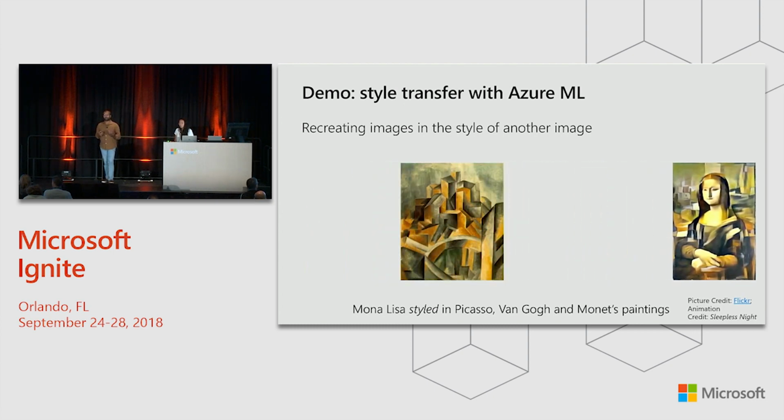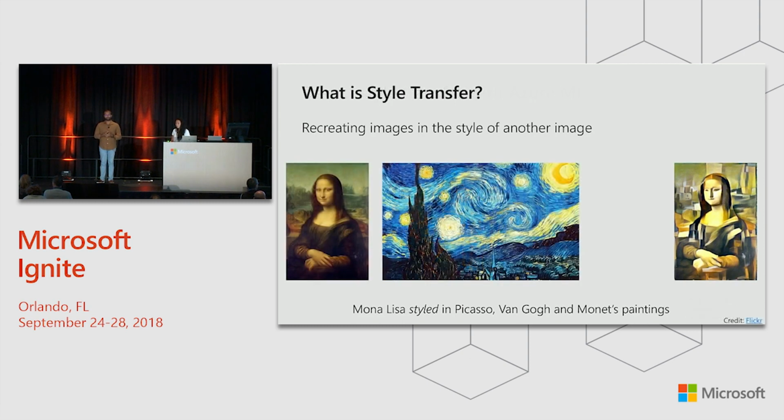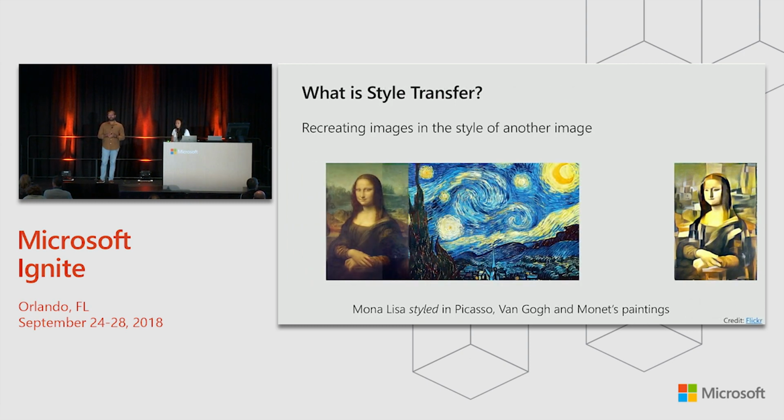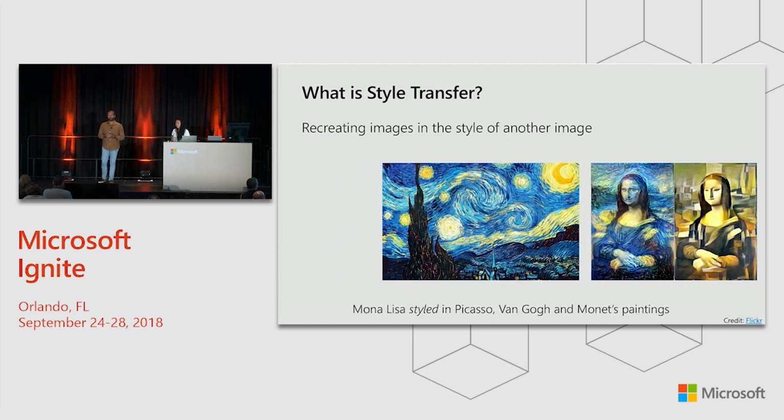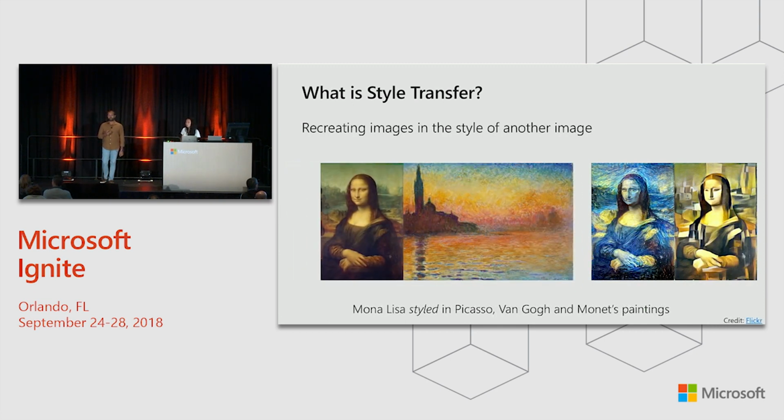So we have a portrait of Mona Lisa here, and we pass it through a painting by Picasso. And this is the actual image that was output by that same deep learning model. Let's try something with Van Gogh now. This is the Starry Night by Van Gogh. And again, as you pass Mona Lisa through it, you're able to transfer the style onto that image. And similarly with the painting from Monet.